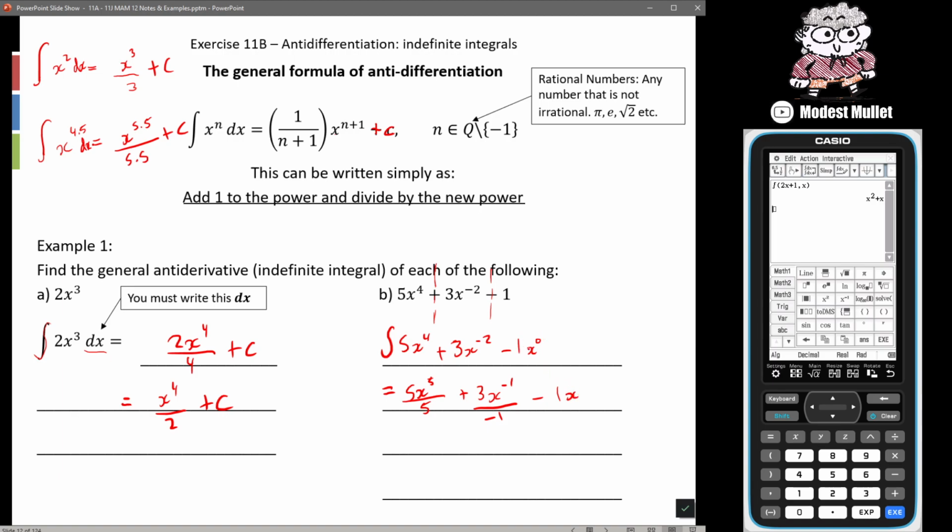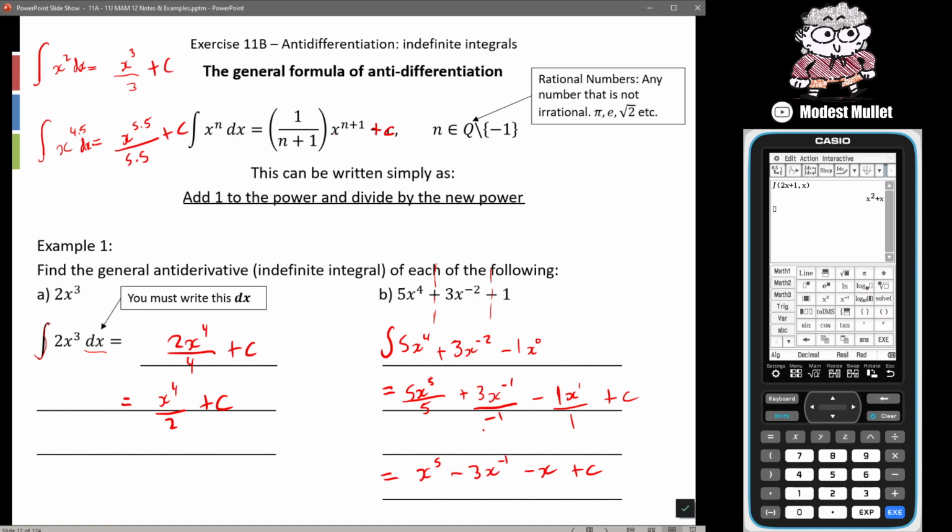So I'm actually now going to add an x in there. And that's just going to be to the power of 1 and divide by my new power. And then I put my plus c, and now I can just simplify. So I get x to the power of 5 minus 3x to the negative 1 minus x plus c, because we don't need to write x to the power of 1.